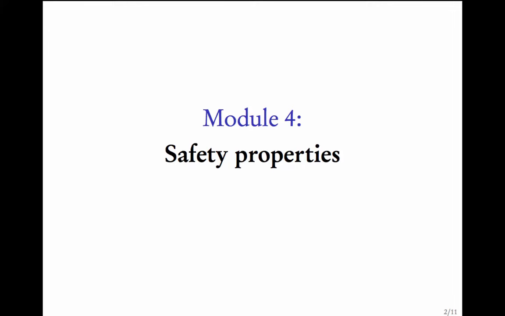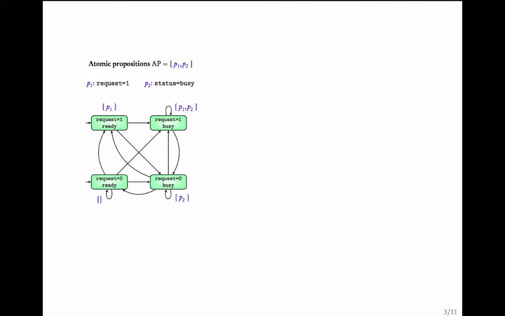In Module 2, we looked at properties as a set of words. In Module 3, we saw a special kind of property called invariants. Invariants contain words in which every letter satisfies a condition. In this module, we will see an extension of invariant properties called safety properties. We'll start with an example.